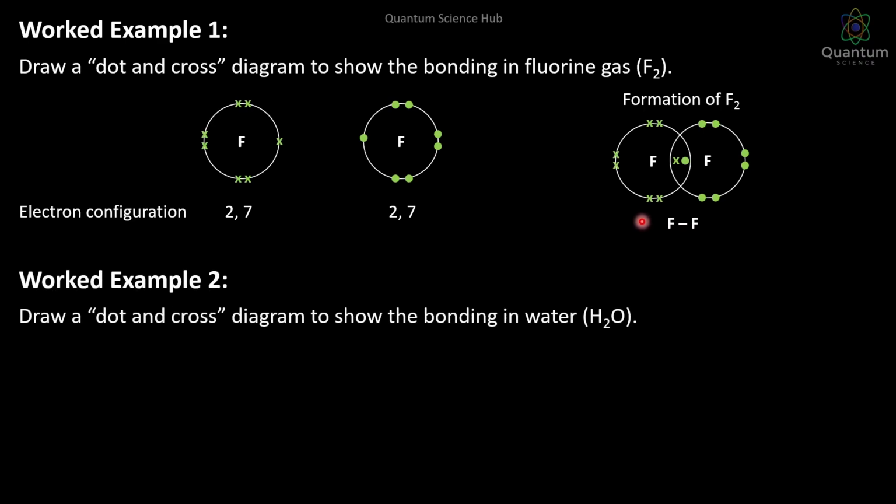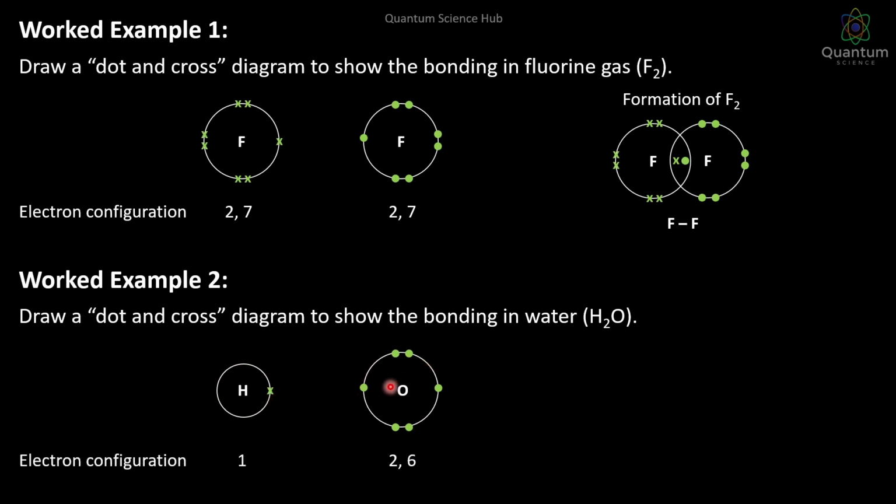Next worked example. Draw a dot and cross diagram to show the bonding in water, H2O. So we need 2 hydrogen and 1 oxygen. Hydrogen only contains 1 electron. The atomic number of hydrogen is 1. So that's why it only contains 1 shell, which is also 1 electron, while oxygen is 8. So the electronic configuration here for hydrogen is 1 and oxygen is 2, 6. So the valence electron is 6. So the formation of H2O in here is like this.